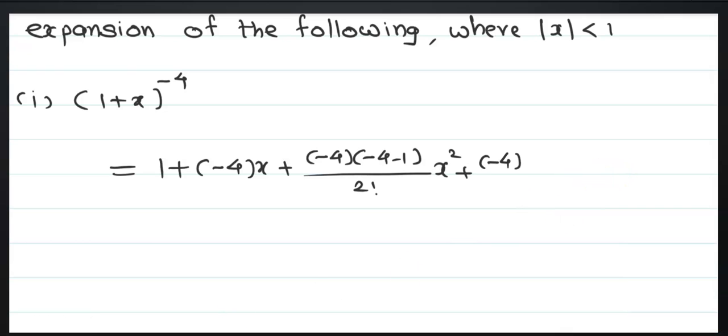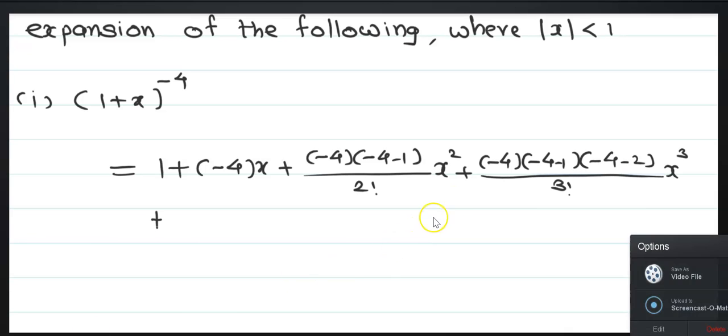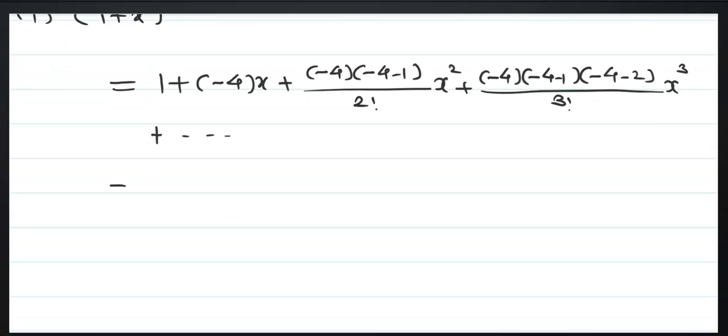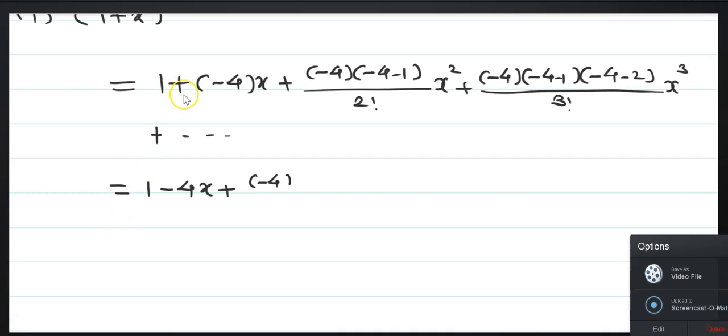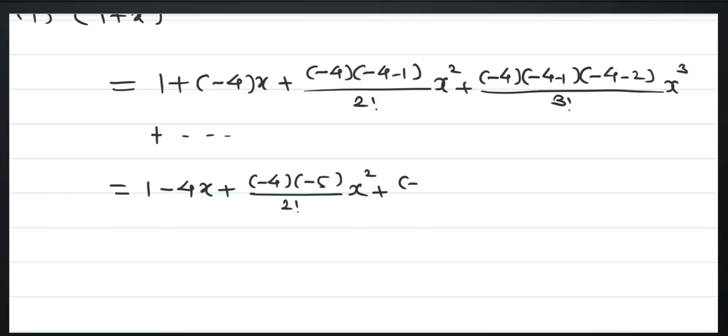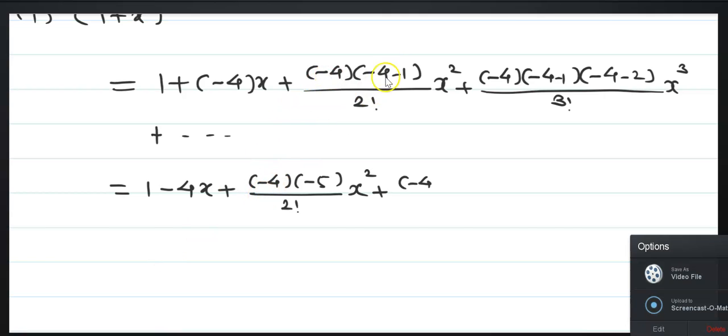Now see this, minus 4 into minus 4 minus 1, next bracket minus 4 minus 2 upon 3 factorial into x cube. And in this way, if we simplify this, the first term is 1 plus minus 4x. Their product, you will get 1 minus 4x. Next, now see this simplification. Minus 4 is as it is. Minus 4 and minus 1, minus 5 upon 2 factorial into x square.